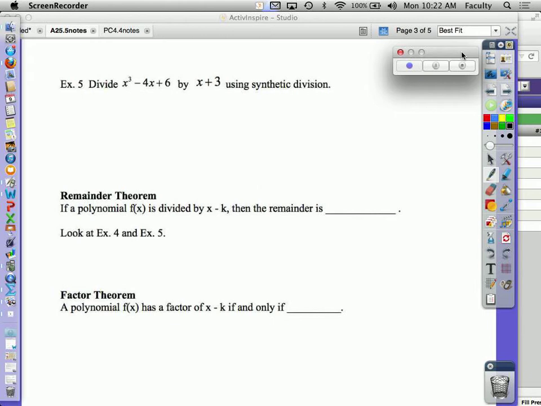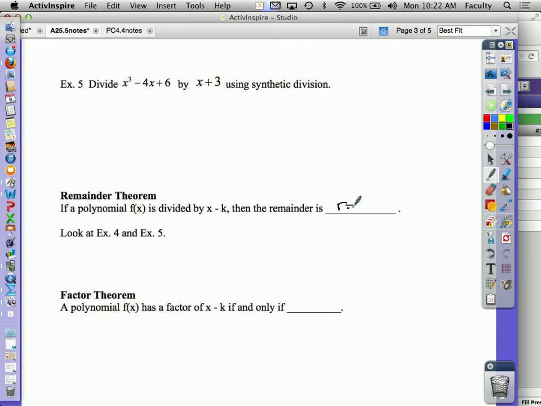The most videos. Okay, so here we are, remainder theorem. It says, if a polynomial f of x is divided by x minus k, then the remainder is f of k. We actually did this in section 5.2.